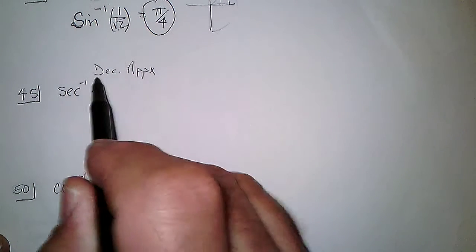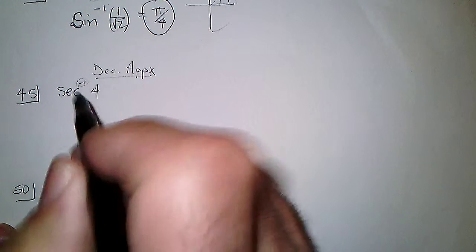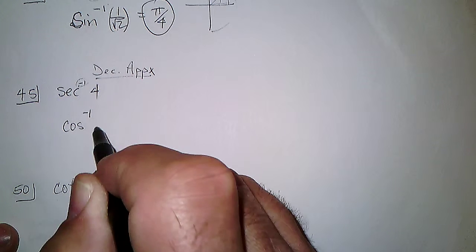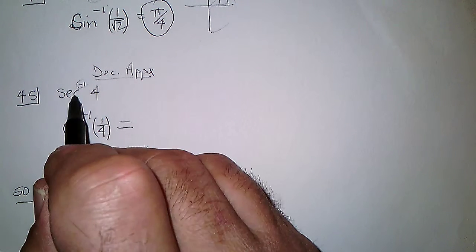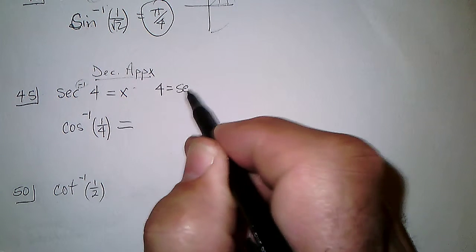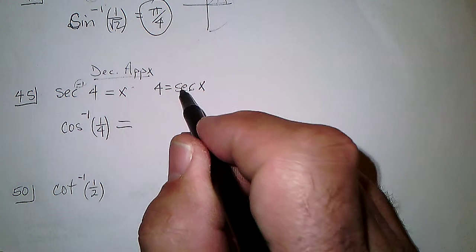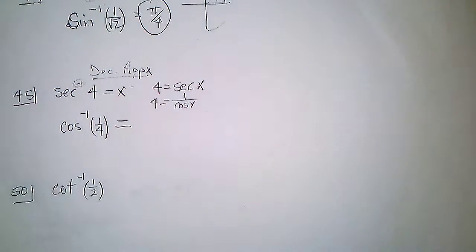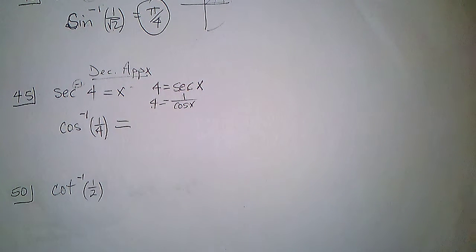45. Now it says find decimal approximation. And it says there, find an angle where the secant is 4. Well, that means there's an angle where the reciprocal of secant, cosine, is 1/4. The other way to look at that is if this was x, we could take the secant of both sides, and we'd have 4 is the secant of x. And so if secant of x is 4, the reciprocal of secant, which is 1 over cosine, would be 4. Taking the reciprocal of both sides, we'd get the cosine of x equals 1/4. So the cosine inverse is 1/4. So this is what we want to find.